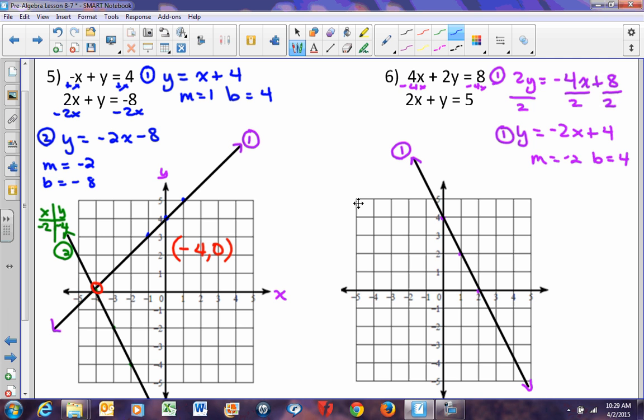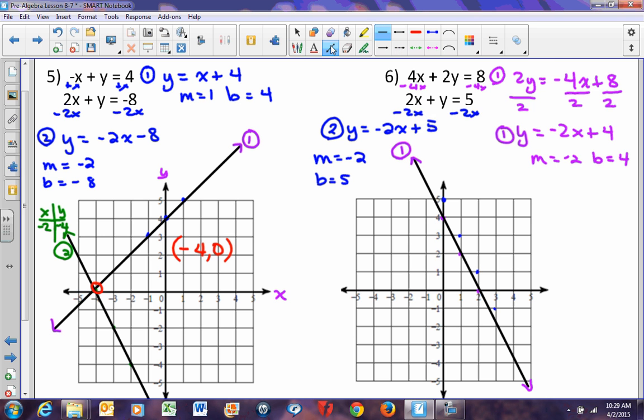Equation number 2, I'm going to subtract 2x. So equation number 2 then, which I'm going to put right here, I have y equals -2x plus 5. So my slope is -2 and my y-intercept is 5. So I cross the y-axis at 5. My slope is down to right 1, down to right 1, down to right 1. And I'm going to graph this equation. And you might say, well, I'm not seeing how these are going to ever cross. Okay? It's because they won't ever cross.